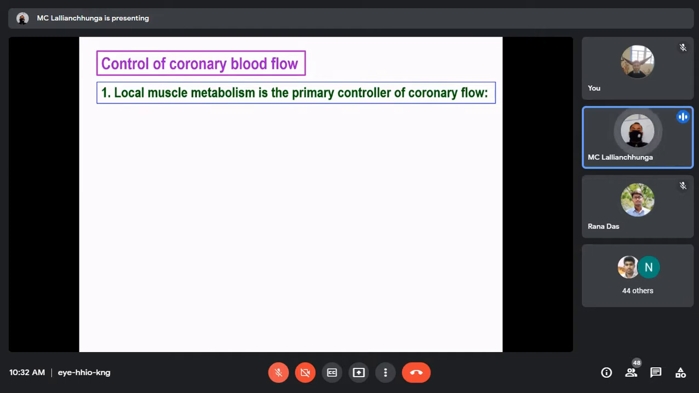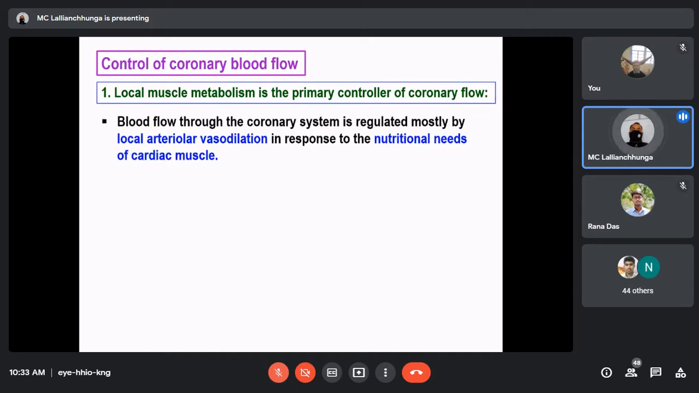Control of coronary blood flow. Number one, local muscle metabolism is the primary controller of coronary blood flow. This one also we have discussed yesterday. Blood flow depends upon oxygen availability, or yesterday we talked about the rate of metabolism. In case of coronary circulation, also the same thing is happening here. Local muscle metabolism is the primary controller of coronary blood flow.